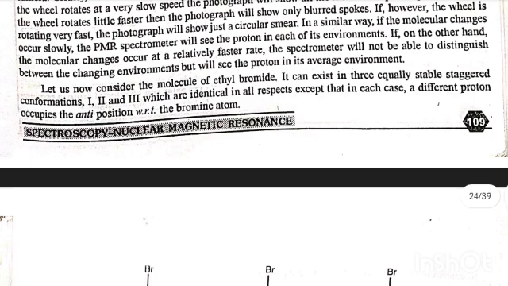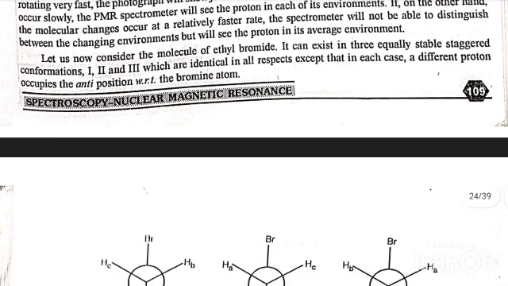In a similar way, if the molecular changes occur slowly, the PMR spectrometer will see the proton in each of its environments. If, on the other hand, the molecular changes occur at a relatively faster rate, the spectrometer will not be able to distinguish between the changing environments but will see the proton in its average environment.